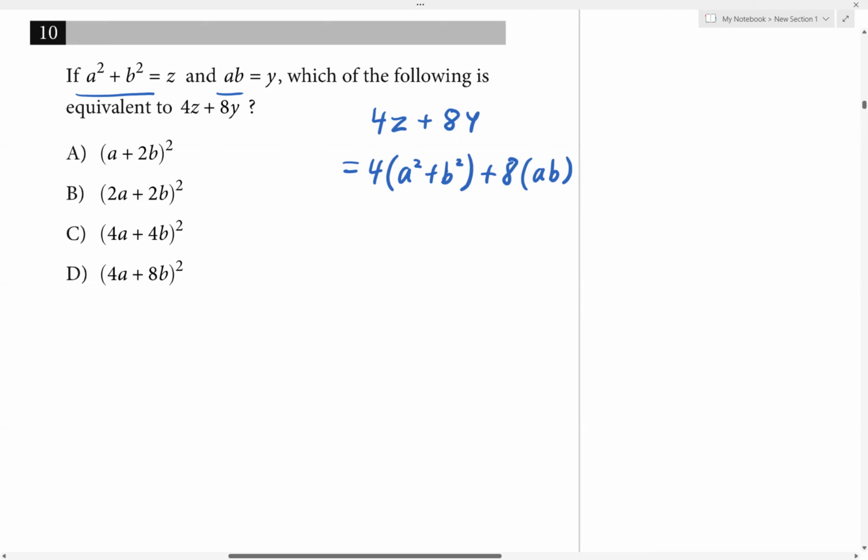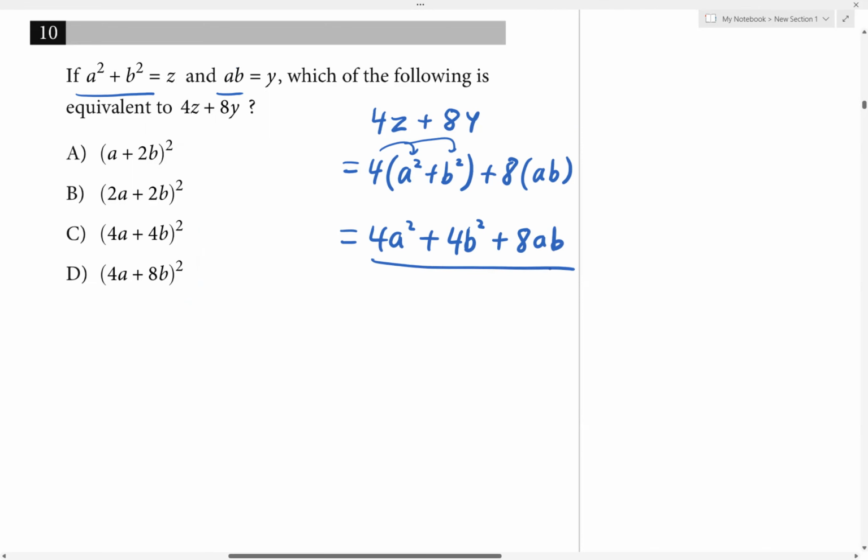We could distribute a 4 over to each term. So it would be 4a squared plus 4b squared plus 8ab. Okay, so this is what we have. And we can't really combine anything here, so that should be as far as we can simplify for that. Okay, so pretty much we're looking for, out of the answer choices, which one is equivalent to that?